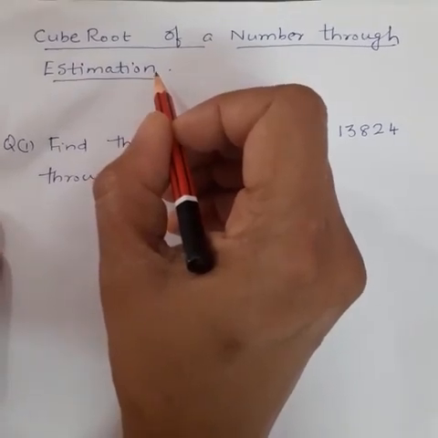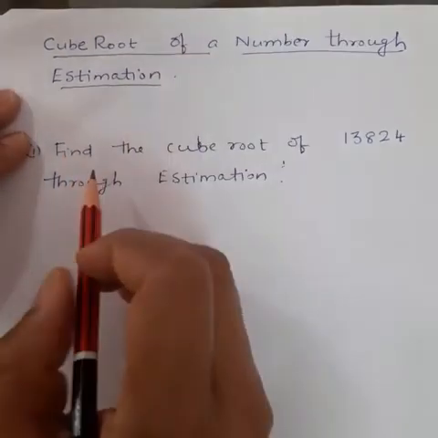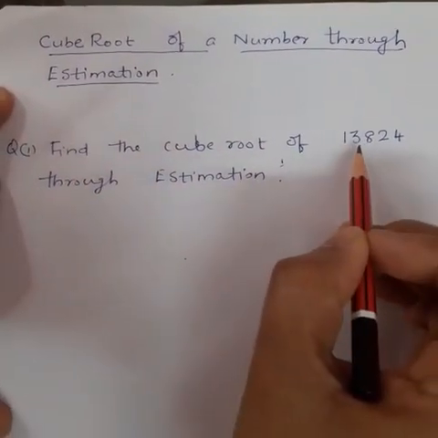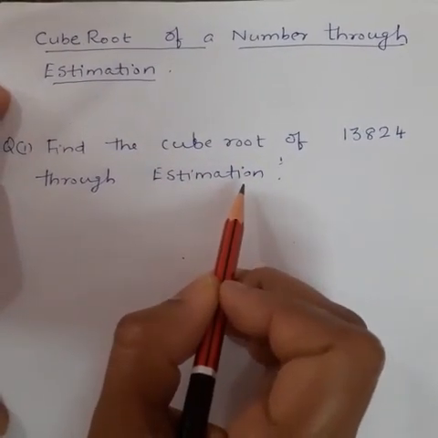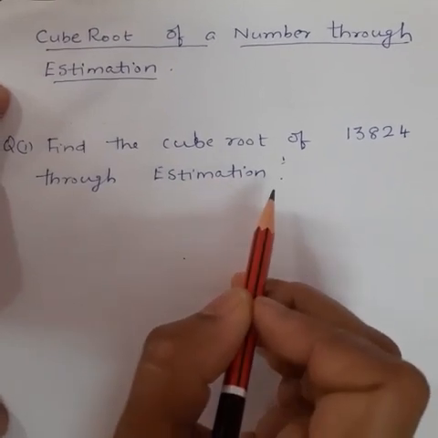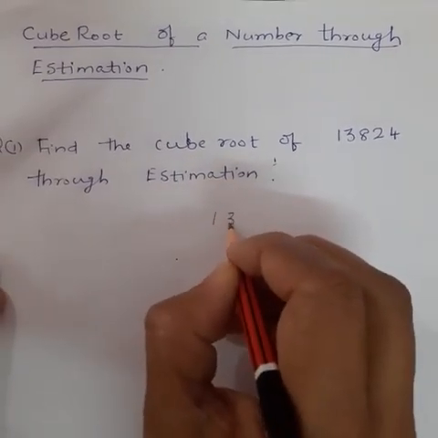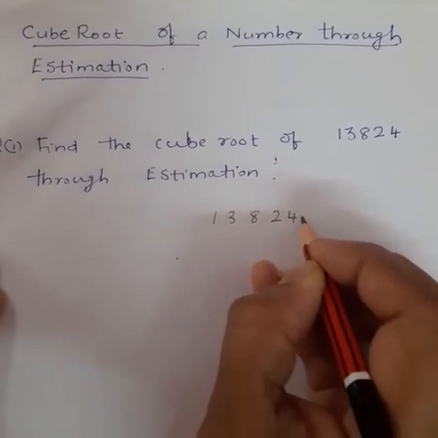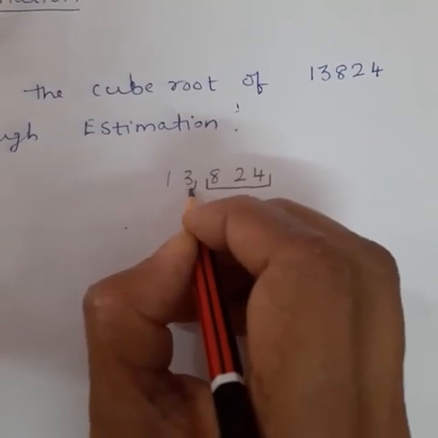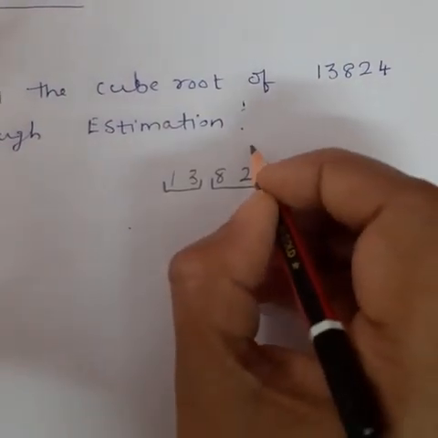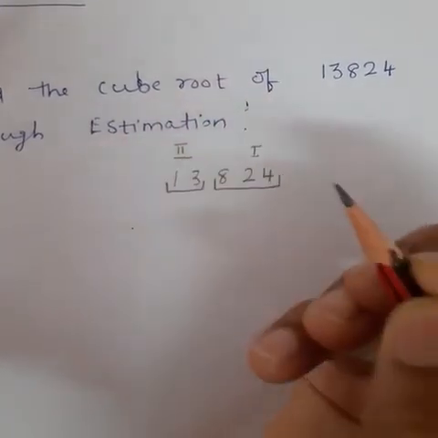Next we will study how to find the cube root of a number through estimation. Let's do this question. Find the cube root of 13,824 through estimation. First step is we have to start making the groups of 3 digits starting from the rightmost digit of the number. Let's write the number here first. So from the ones place digit we have to start making the groups like this. So we got 2 groups. This will be the first group, 824, and 13 will be the second group.